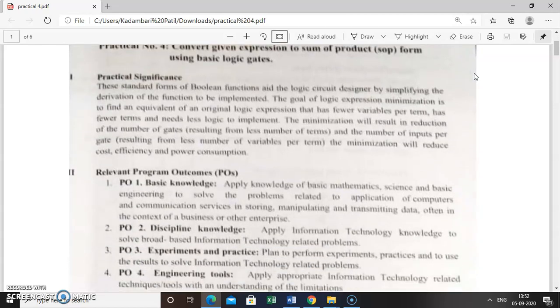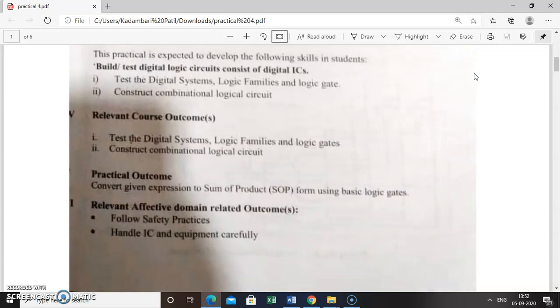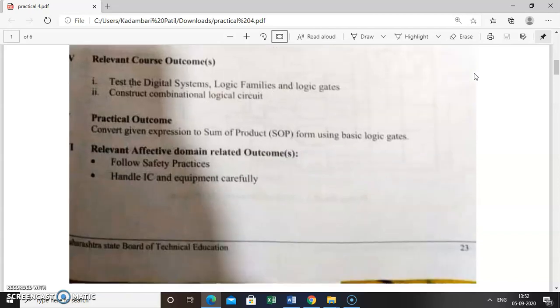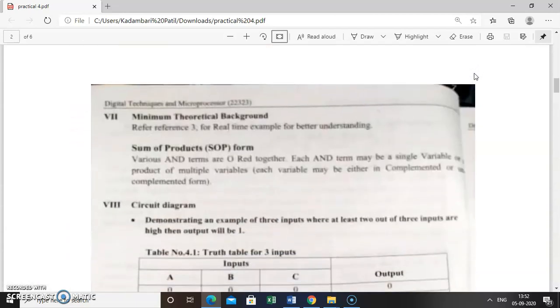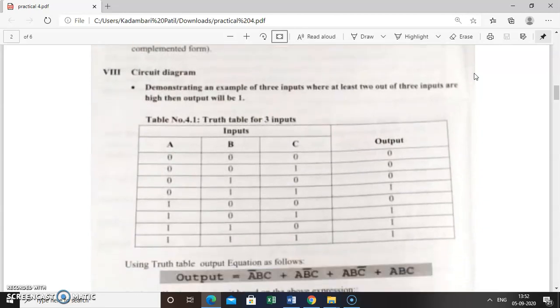This is De Morgan's first theorem, and how we solve the logical equation. We can see some things here, like what the relevant courses and the practical outcomes are. So you can see this is a circuit diagram.